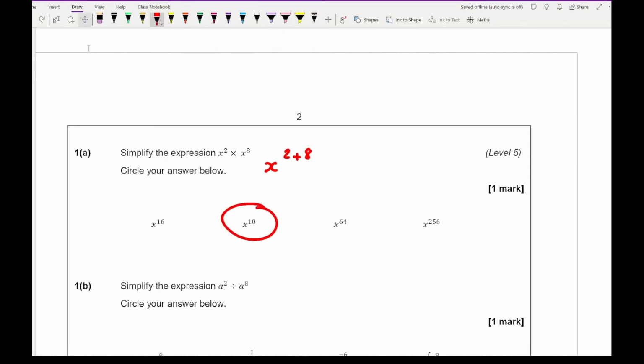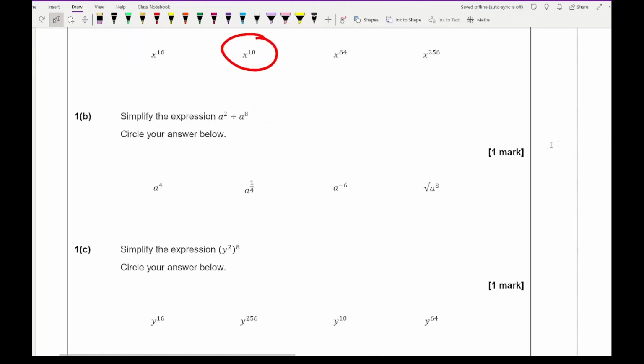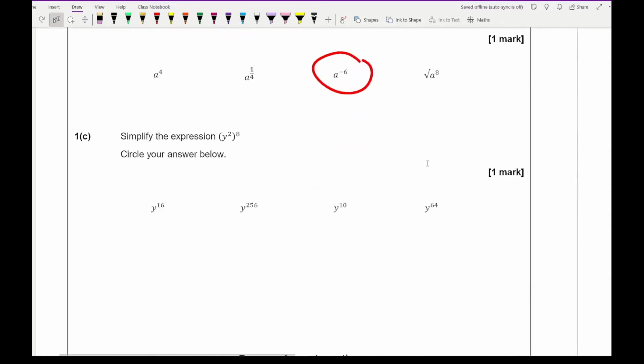So looking at B here, we're dividing. So here we are dividing, and the base is the same. So we're going to do 2 minus 8. 2 take away 8 is minus 6. So there is our option there. And then when we've got brackets, what do you do to the powers? We multiply them. So that's going to be y to the power of 2 times 8, and that's going to be 16. There you are. And so we just circle that one.